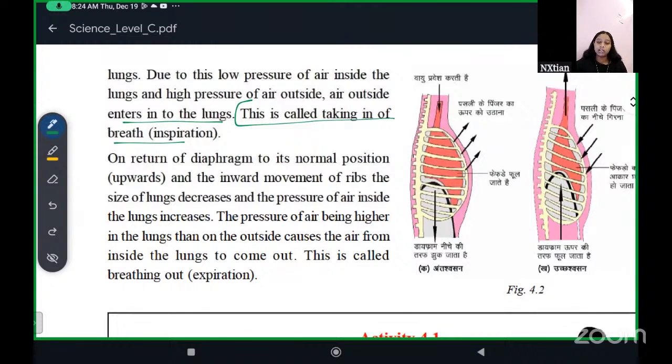Now, on return of the diaphragm to its normal position and the inward movement of the ribs, the size of the lung decreases and the pressure of air inside the lung increases. The pressure of air being higher in the lungs than on the outside causes the air from inside the lungs to come out. This is known as expiration.